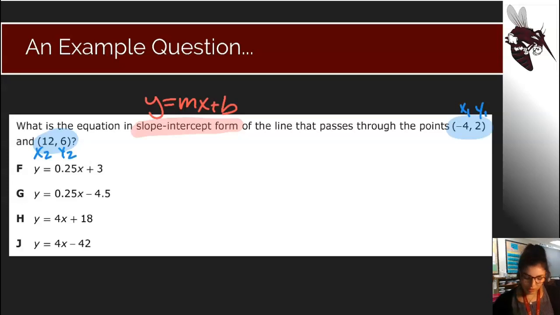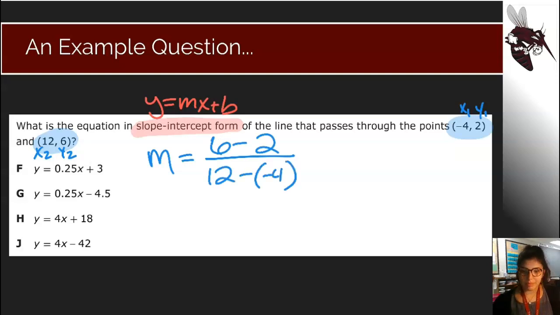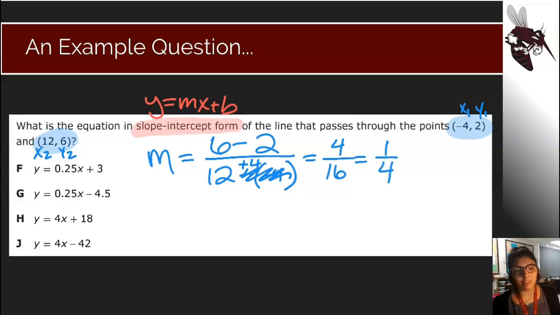My slope formula is y2 minus y1 over x2 minus x1. Subtracting a negative, or minus a minus, is a positive. So really this is 6 minus 2 over 12 plus 4, which reduces to 1/4. Now if I quickly look at my answer choices, I'll see that they're using decimals. Not my favorite. Fractions are better because they tell me rise and run, but really we can use this as 0.25. This is the same thing as a fourth, so I know my slope.